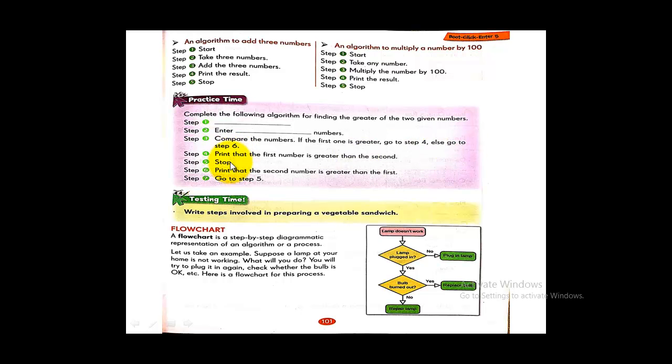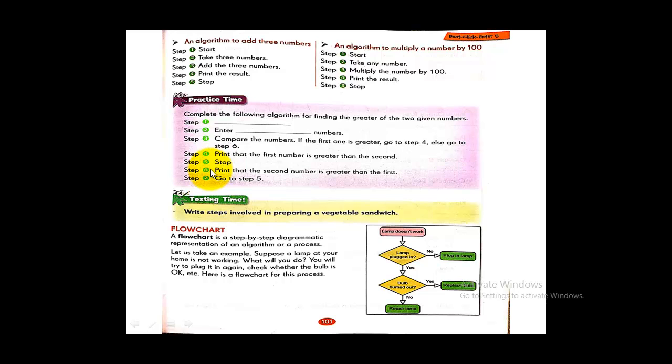Else, go to step number 6, that is, print the second number is greater than the first number. If the first one is not greater than the second number, then obviously the second number is the greater number, the larger number. So, we'll print the second number is greater than the first. Then we'll come to the stop. Go to step number 5, that is stop.